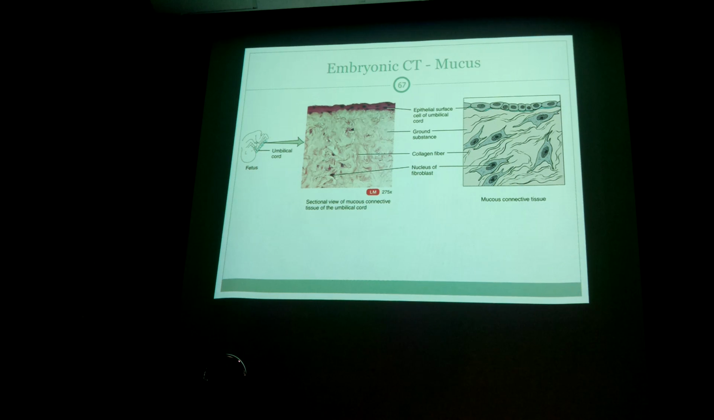And then this would be an example of this mucus, like you might find in the umbilical cord. This is embryonic mucus. It is not the mucus that comes out of your nose. It's very, very different. And here are these epithelial cells on the surface of the umbilical cord, and ground substance, collagen fiber, and nucleus of fibroblast.